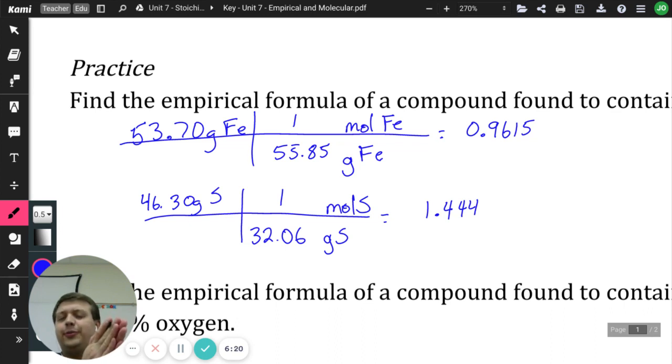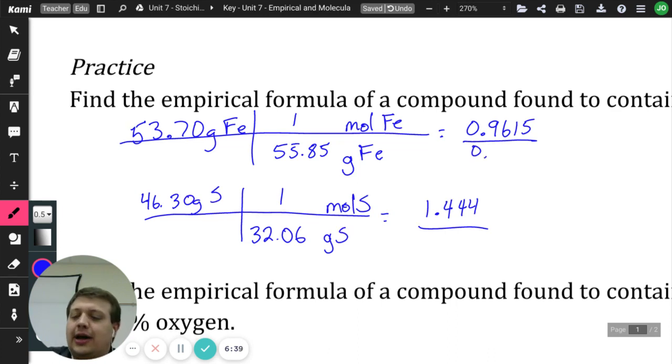Okay, so I've done percent to grams. That was already completed for me. Grams to moles. The next step is divide by the smallest. So looking at my two answers here, I've got the 0.9615 and 1.444. Which of those two is smaller? Well, the 0.9615 is, right? So we're going to divide both of those by 0.9615.